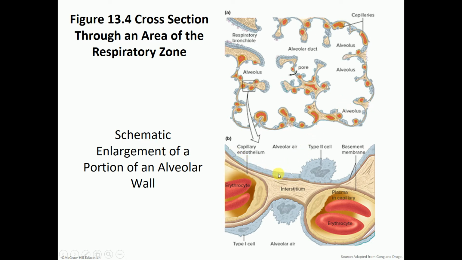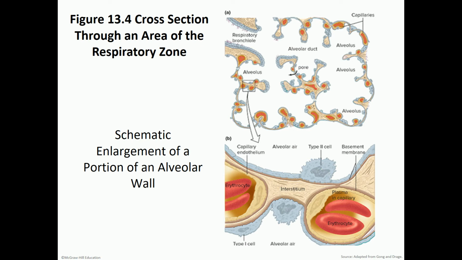So there is the simple squamous epithelial cells, and those are the type 1 alveolar cells. And then there are the type 2 alveolar cells, and those produce surfactant. Surfactant is important to overcome the surface tension of the alveoli.